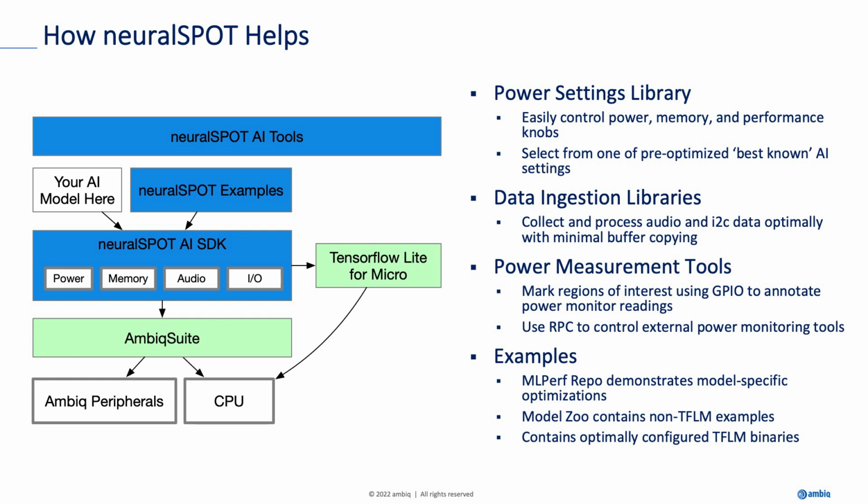And then finally, we have a long list of examples. So neuralSPOT itself has some basic examples on how to do this stuff and how it's instrumented for power optimization. But our Model Zoo, which is kind of a sister offering from Ambiq, is a series of example models that are based on neuralSPOT, and they will take advantage of the same things. And then we have one special entry in the Model Zoo, which is not TensorFlow Lite Micro based. So you can look at that to see how you would implement some of these models in straight C.